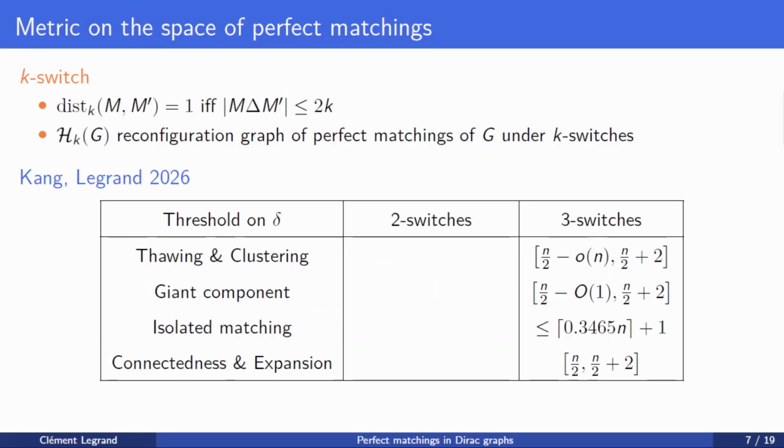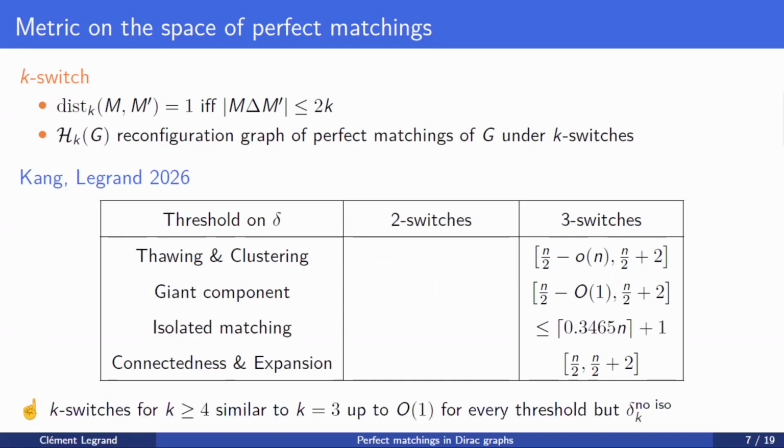We go from having a space of perfect matchings that possibly contains an exponential number of connected components to having something that is super strongly connected. Okay, so that's the picture for 3-switches, and actually for 4-switches we get something similar up to some constant. Okay. So one thing I haven't talked about yet is isolated matchings. The surprise we had was that isolated matchings, in fact, can appear sooner.